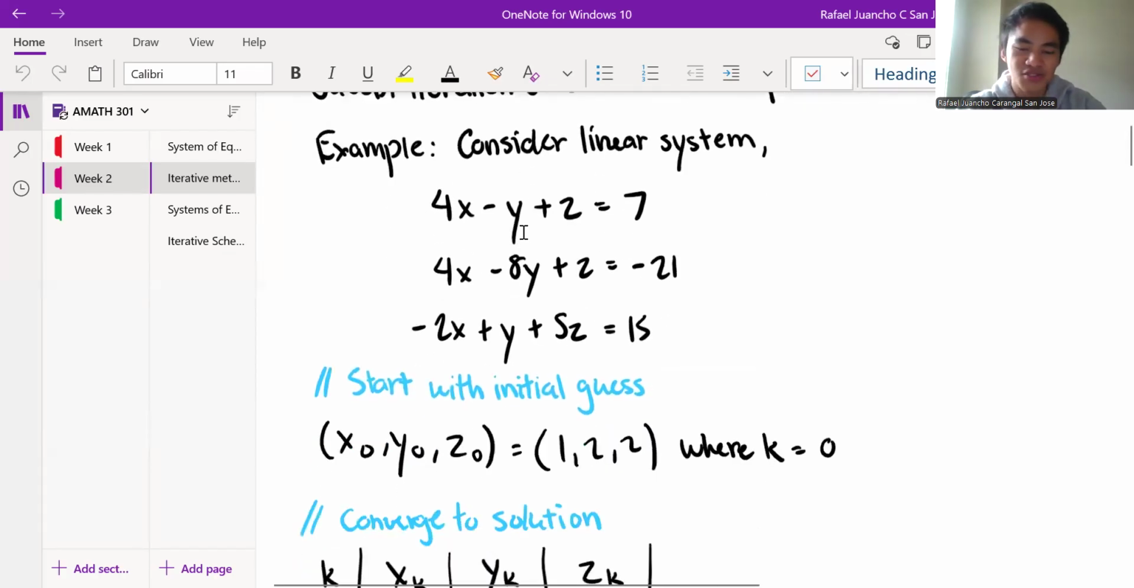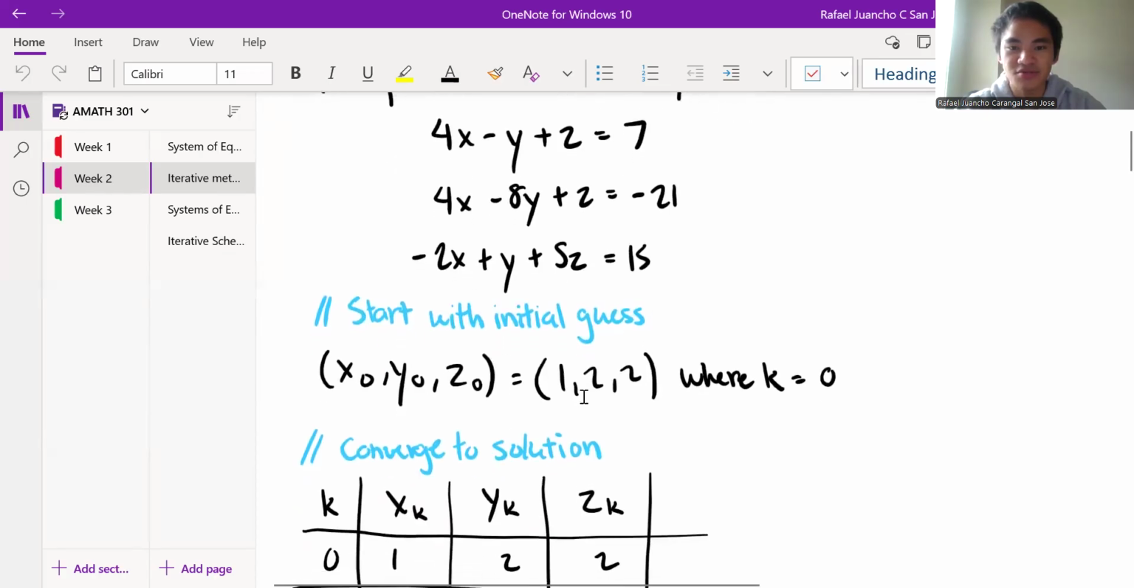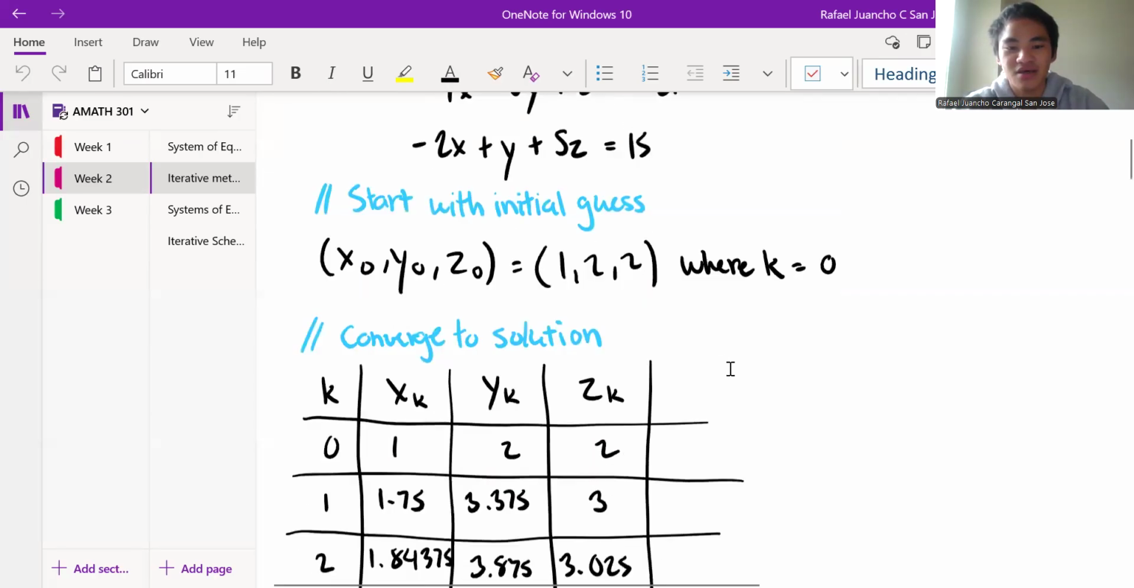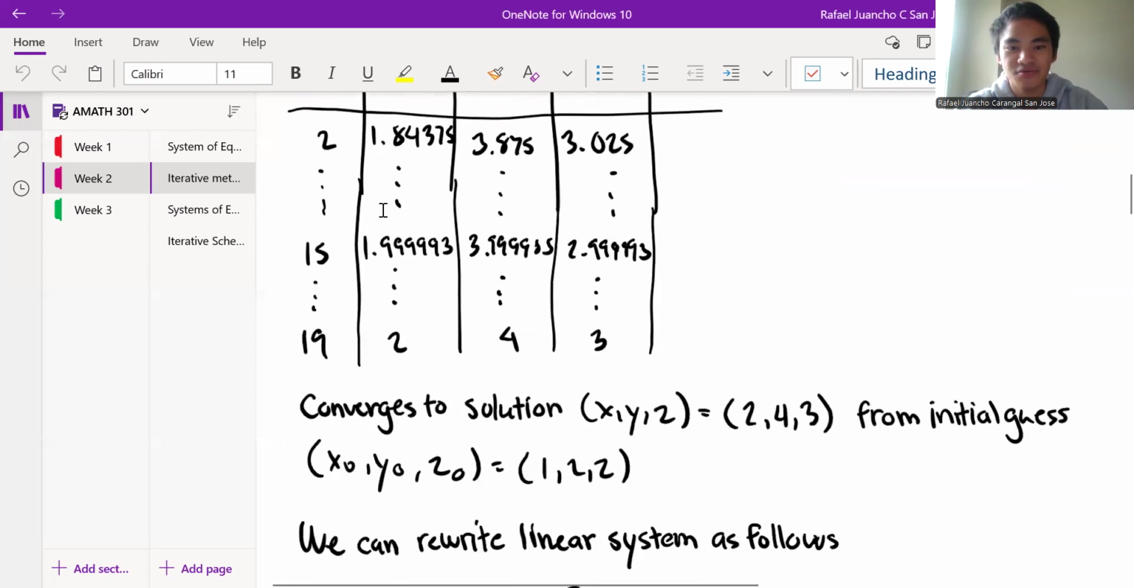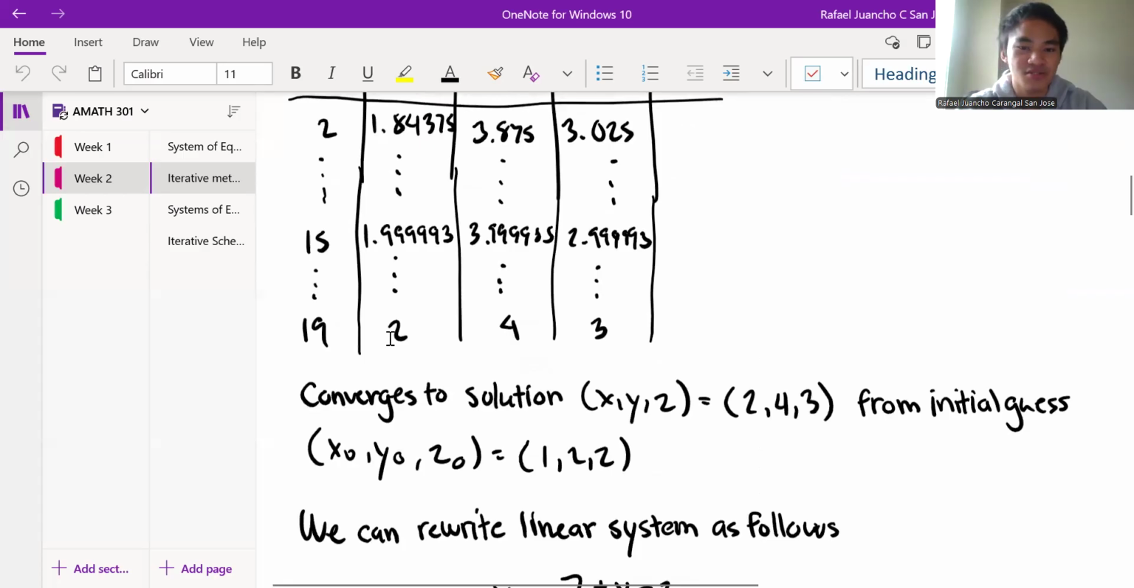We can apply this Jacobi scheme to any linear system, right? So here we're given a linear system. We start with some initial guess. This is random. And then we converge to that solution. So as we go, we arrive at a particular solution.